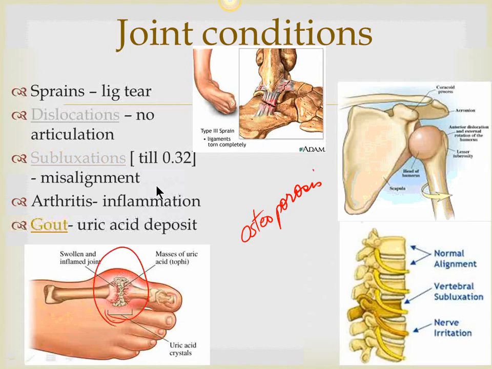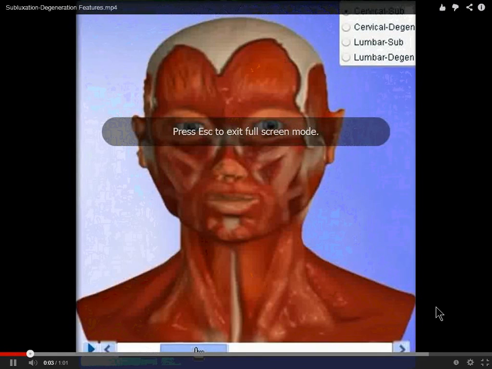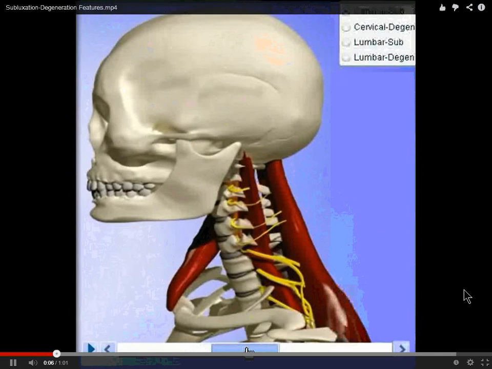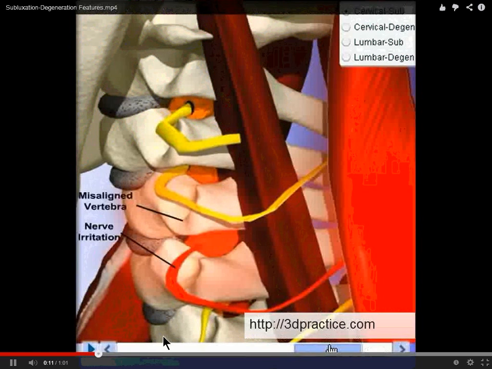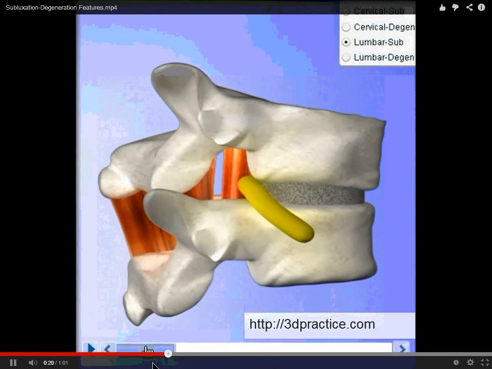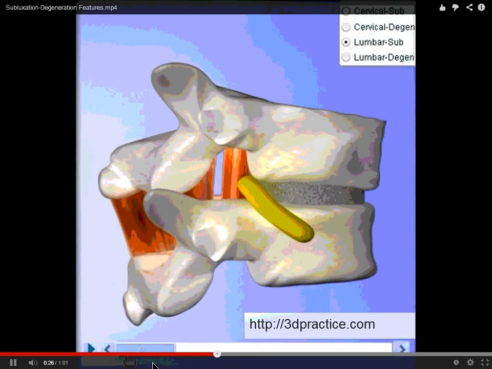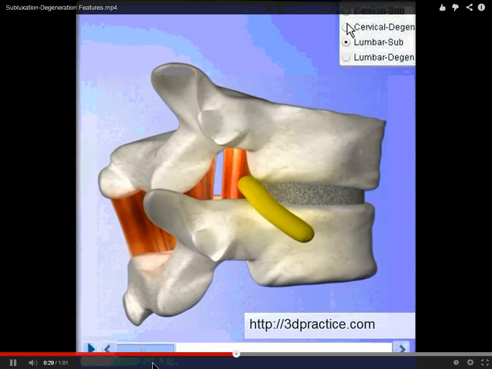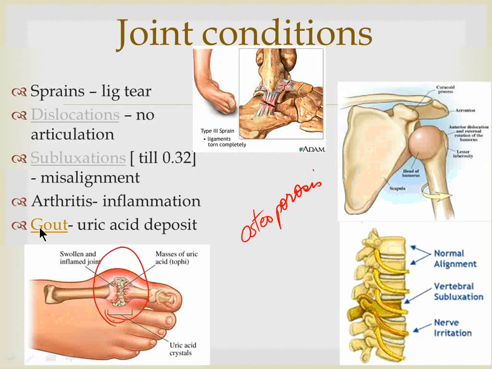So that was a dislocation. Let's look at a subluxation. So here it's showing you the vertebral subluxation. It's kind of misaligned and goes back like that. Here there's lumbar subluxation. Can you see? The bones are still articulating but not properly. So there's misalignment. They're not completely out of contact with one another. So that is a subluxation.